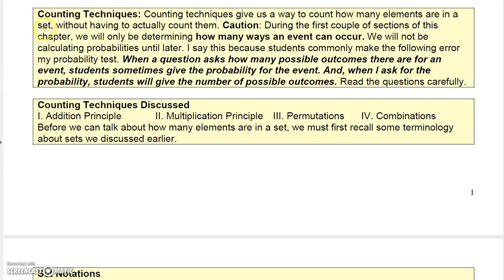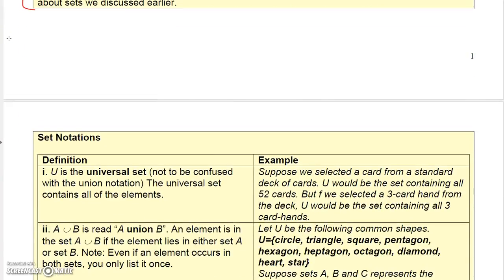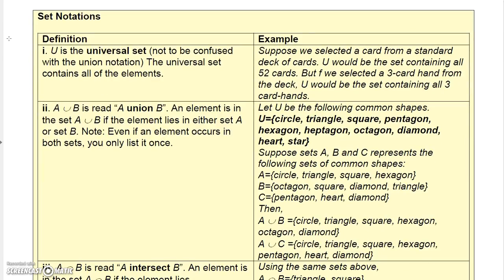So you can read this paragraph on counting techniques right here. Make sure you read it and then move on, but I don't feel like I want to read that to you. So let me just talk to you about the counting techniques we're going to talk about. In this section, we're going to talk about the addition principle and the multiplication principle. In the next section, we'll talk about permutations and combinations. So we already talked a little bit about set notation, so this is sort of a refresher.